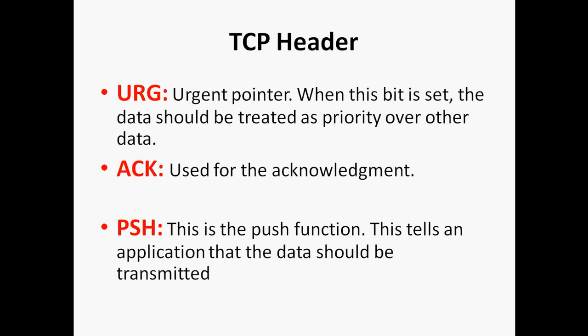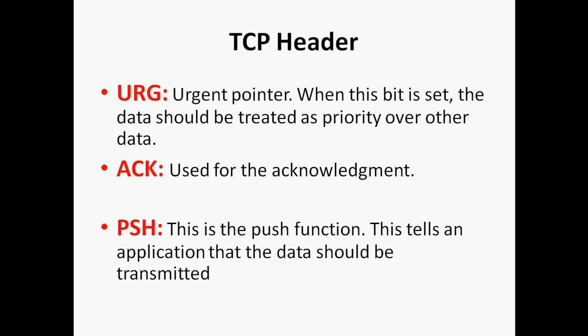Next flag, PSH. This is a push function. It tells the application that the data should be transmitted immediately. For example, when the sender sends data to the receiver, during the TCP segment the sender first of all sends it to its buffer. From that buffer it will send the data to the receiver. The receiver will receive the data into its buffer, then afterwards the data will be moved to the upper layer, the application layer.